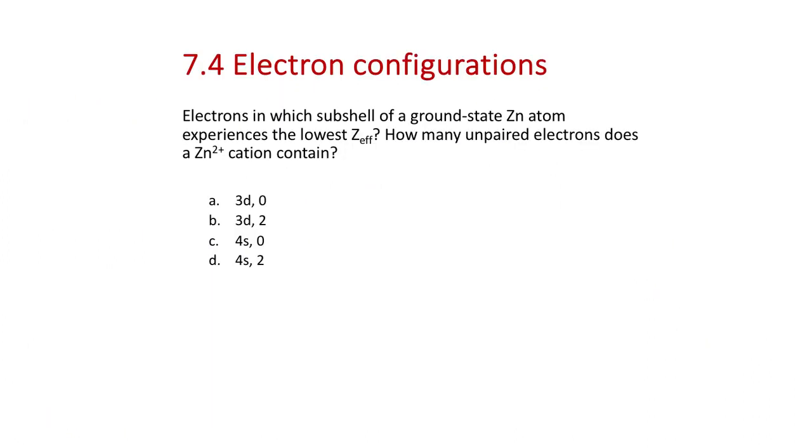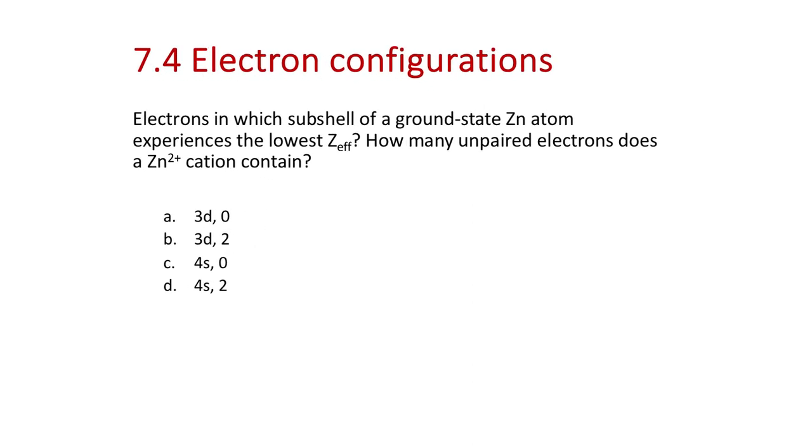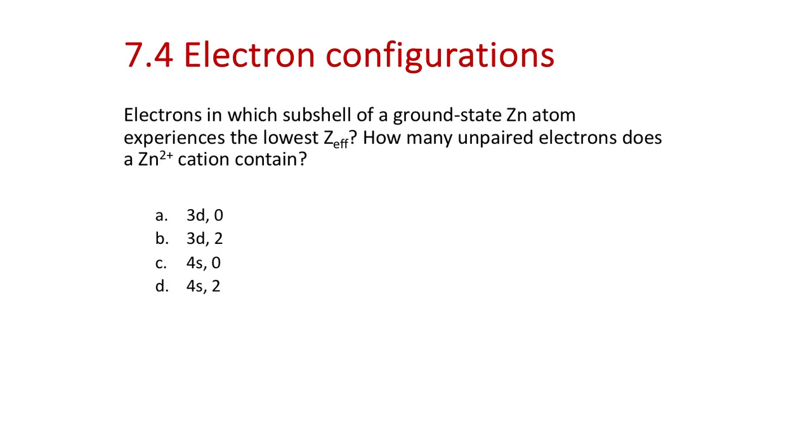Okay, so think about zinc for a minute. Zinc forms the zinc 2+ cation. It's actually the only common cation that it forms. So why don't you guys take a minute to come up with the electrons from which subshell experience the lowest effective charge. You can think about how being closer to the nucleus means the electrons experience a greater charge. Being in bigger orbitals means they experience a lower effective charge. So which electrons in which subshell of zinc experience the lowest effective charge? And then how many unpaired electrons does zinc 2+ contain? So take a minute or two on this one.